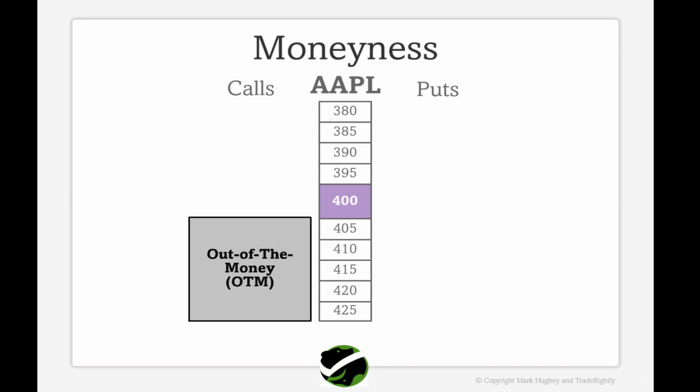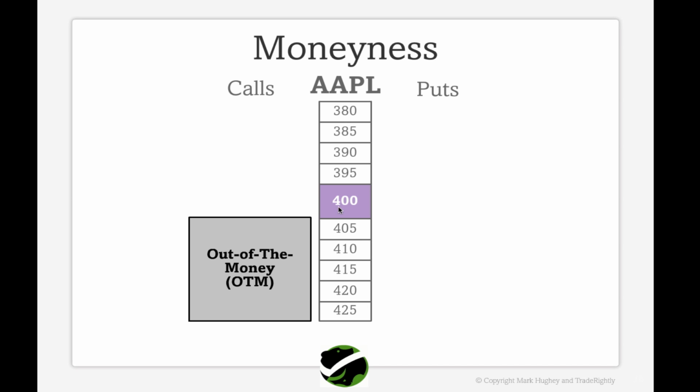Now, they are out of the money because they can't be exercised for a profit. So think about this for a second. A call is the right to buy the underlying. Now, if I owned the 410 call, that gives me the right to buy Apple for $410 per share. But I can buy Apple right now on the open market for $400 per share. That's what it's trading at. So there's no profit in me exercising this option.